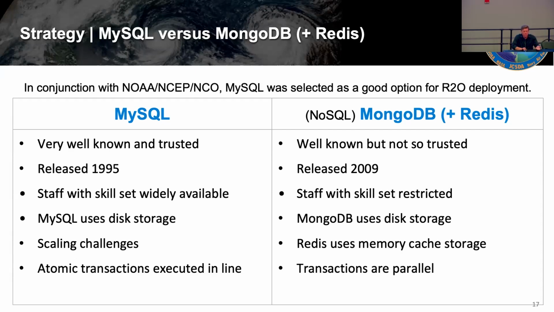Of course, with MongoDB, you know, we could also append that with Redis, which uses a memory cache storage. And with Mongo, the transactions are parallel versus MySQL transactions, which are buffered and they're executed in line on the same tables.